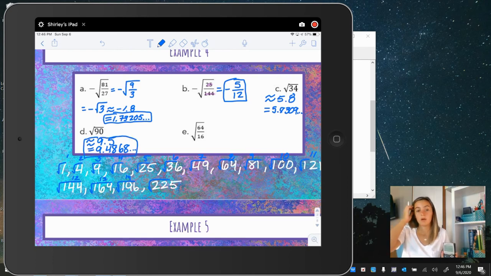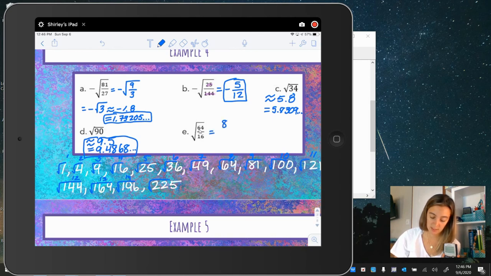And then my final part E, I notice I have nice neat numbers. 64 is on my list of perfect squares. 16 is on my list of perfect squares. So there's two things we can do here, right? I notice my perfect squares. I know what those are. I'm going to reduce this. Square root of 64 is 8. Square root of 16 is 4. So now I have 8 over 4. Well, in my head, I just know that that's going to be 2.